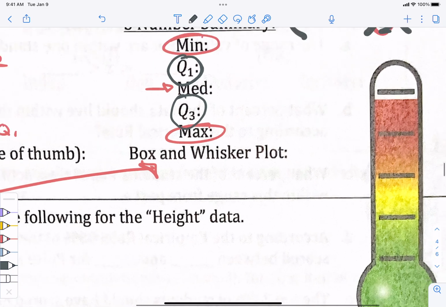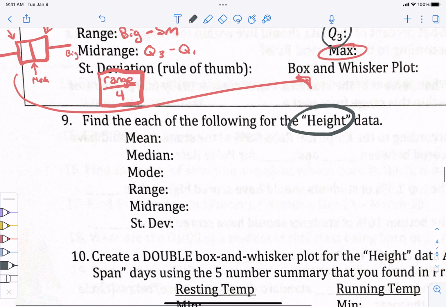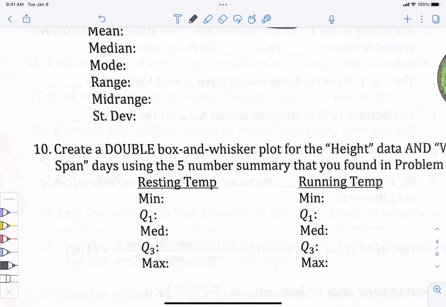Lily's gone today. Okay? Box and whisker plot. There we go. Find each of the following for the height data. So you might need to put your height data in order first. Find the mean, median, mode, range, standard deviation, all that good stuff for your height data. And then you're doing the same thing.